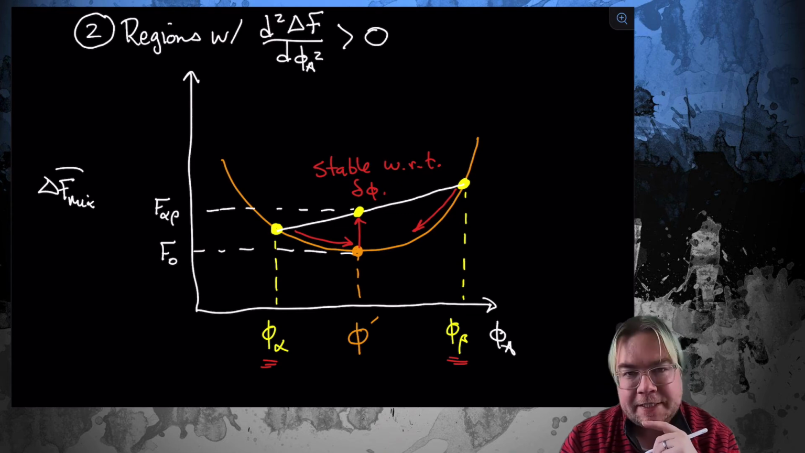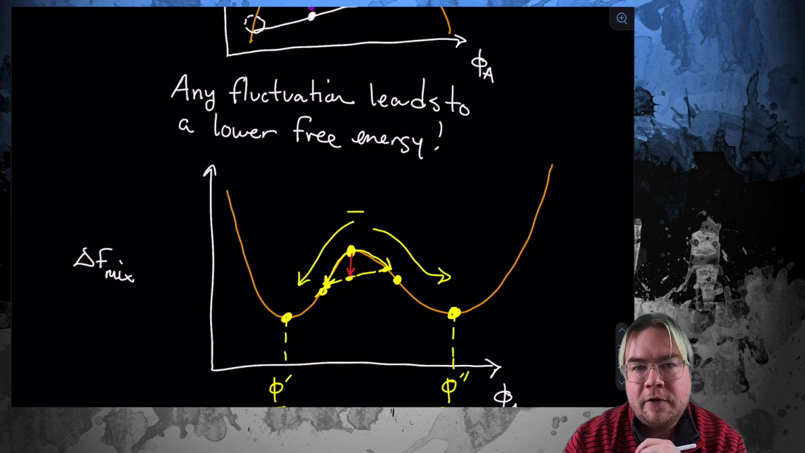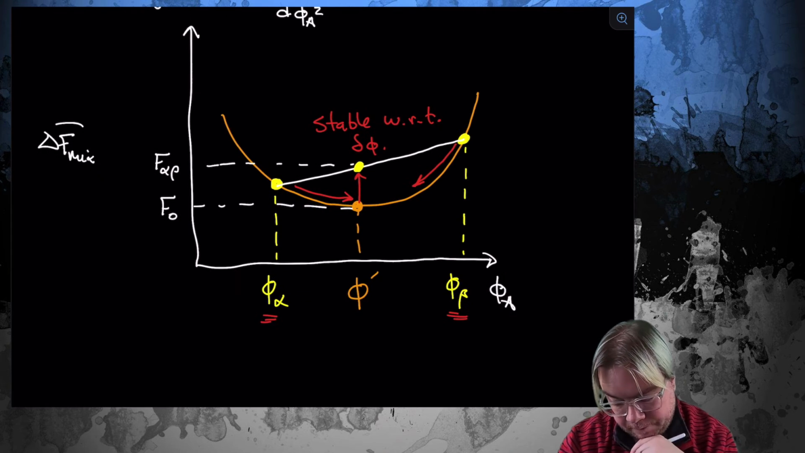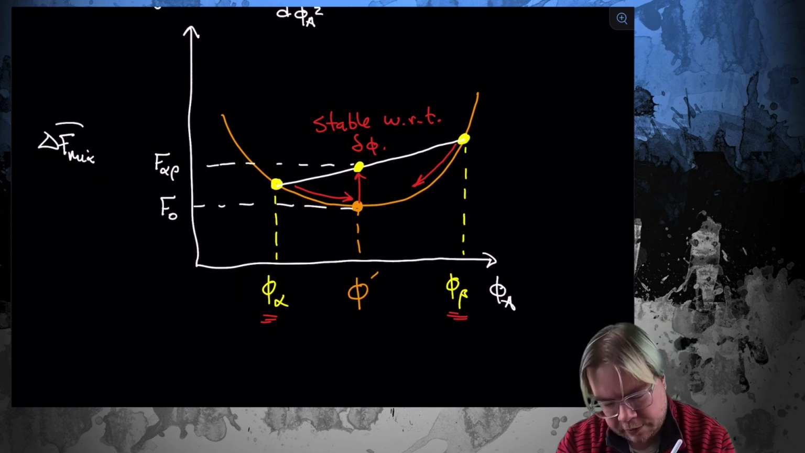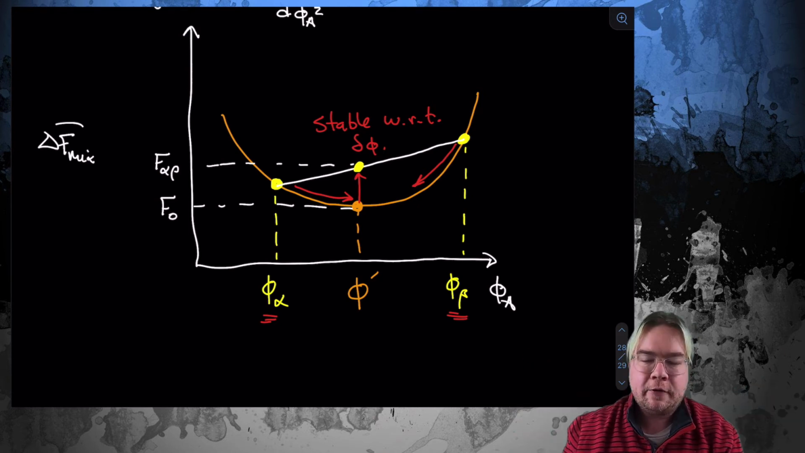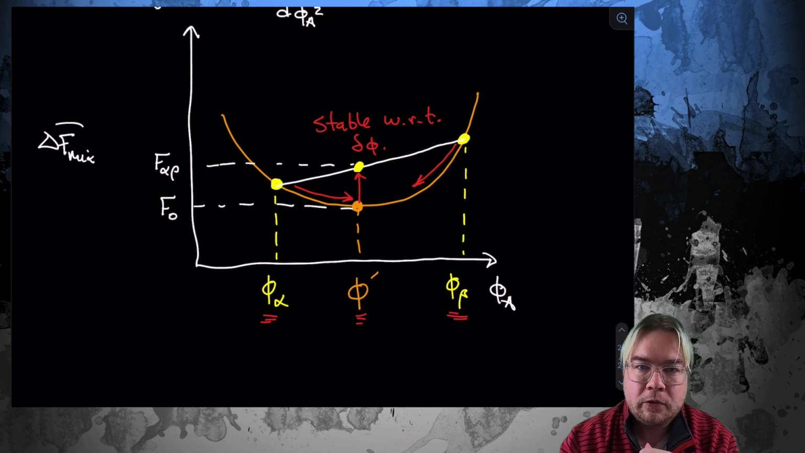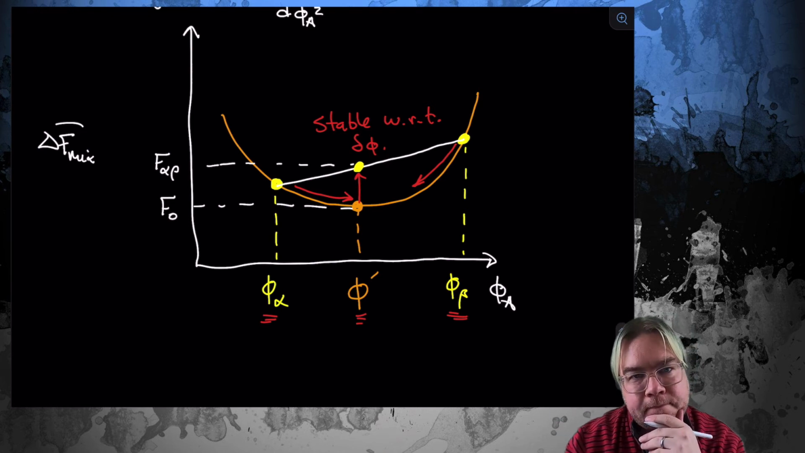So these regions are always stable. These regions where the curvature is negative are always unstable because any fluctuation will spontaneously lower the free energy. Down here, any small fluctuation will always raise the free energy, and so those fluctuations will die out and the system will return to its stable point, which is phi prime, or on the other side, phi double prime.